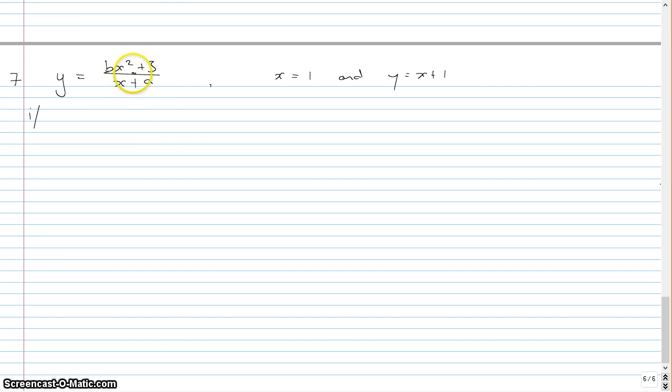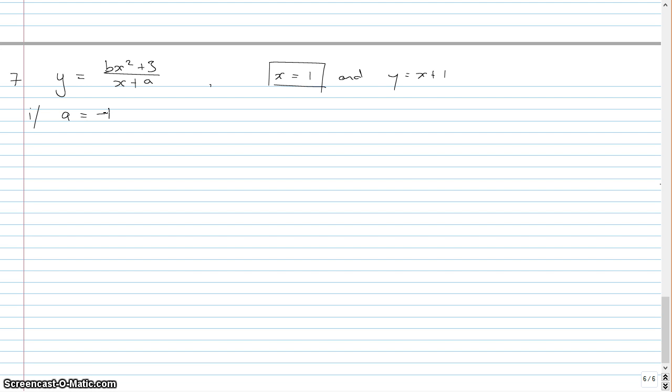The value of a is quite easy because we recognize we've got a vertical asymptote x equals 1. So for x equals 1 to be an asymptote, x plus a must equal 0 when x equals 1. So for that to happen, we need a equals minus 1.